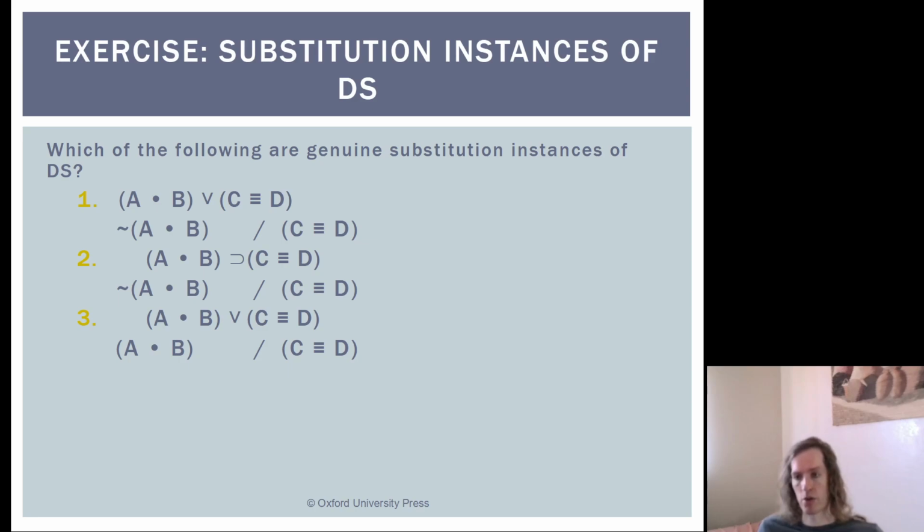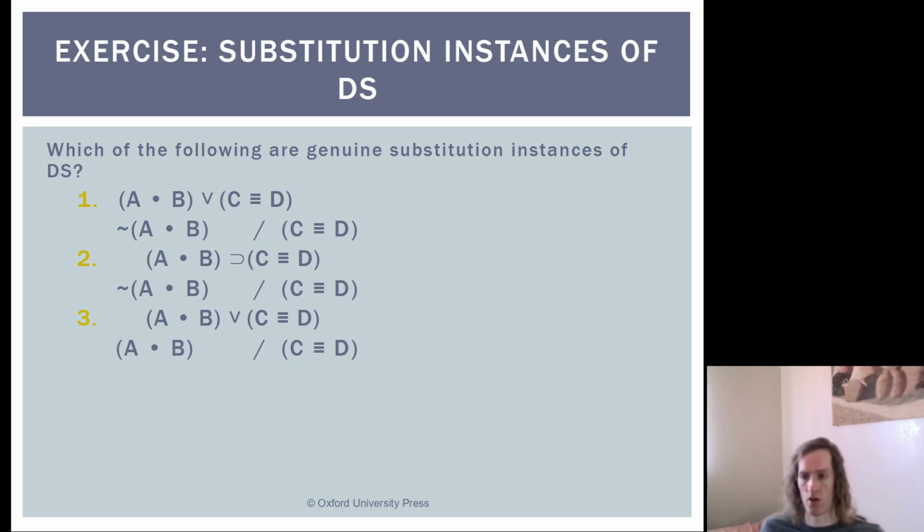Our second example here is, if it is the case that A and B, then it is the case that C if and only if D. Well, we know it's not the case that A and B. So can we conclude C if and only if D?